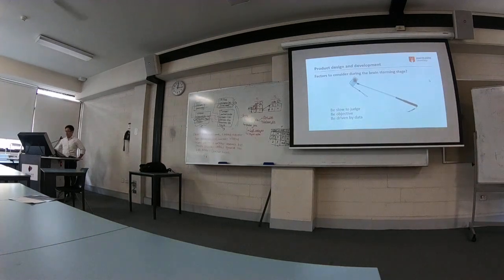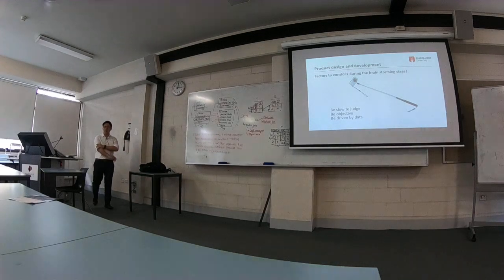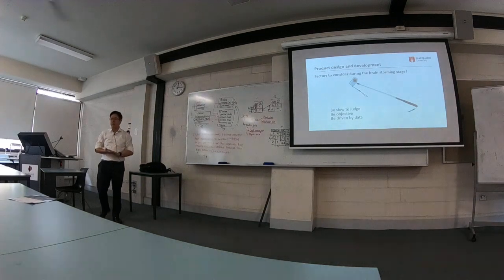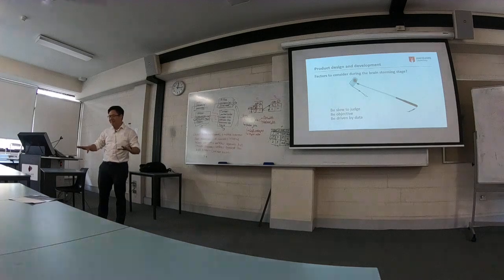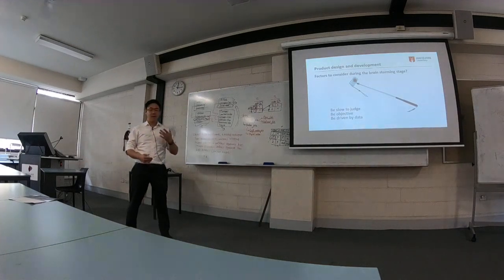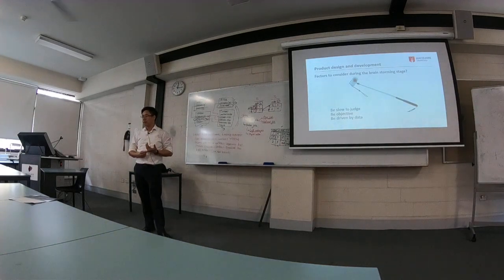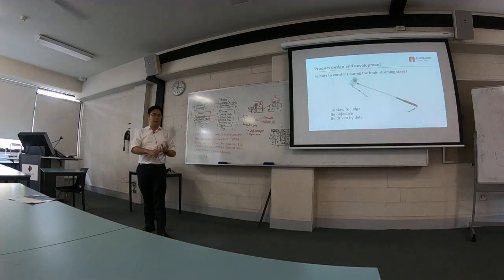Alright, so factors to consider. Be slow to judge, be objective, and be data driven. Now, in the past, we have had students commenting that Shako and I are pretty critical, and yes, we are critical, and I'm a bit pessimistic as well. But don't let that put you down, because we're trying to point out issues in your design and your thinking process. It's up to you to think, all right, I'm going to prove you wrong. I'm going to show more data to back up my claims. And this is what we expect.